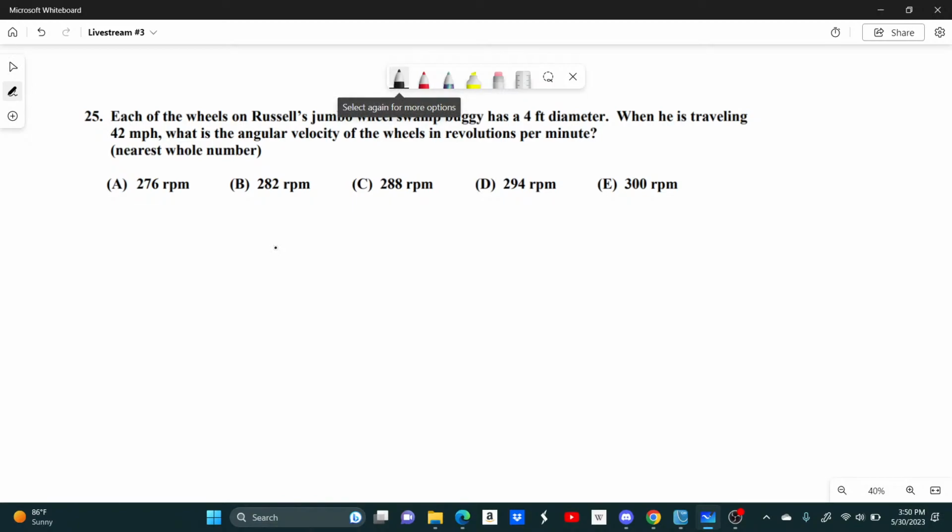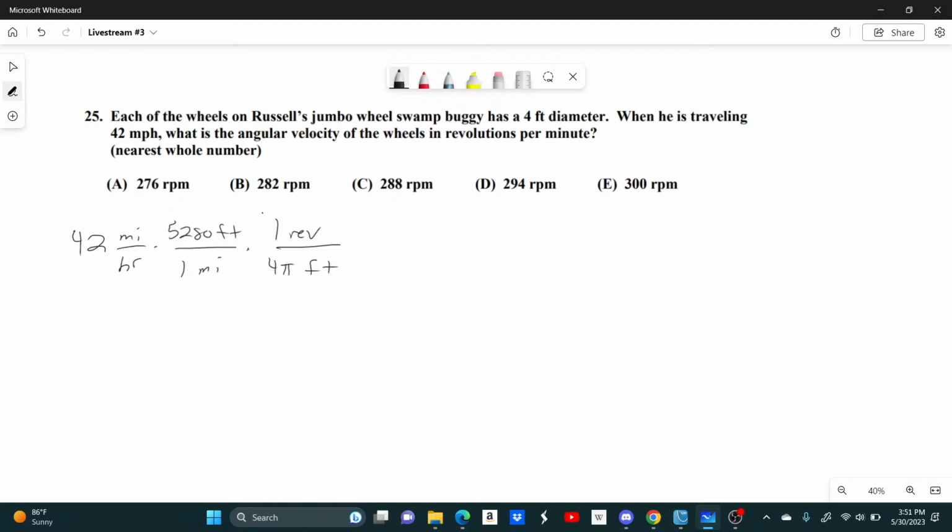Anyone that's done chemistry, you've done the fractions where you cancel the units. Yeah, it's kind of like that. So I'm starting with 42 miles per hour. Each of the wheels has a diameter of 4 feet, so I'm going to get my miles to feet to make this a little simpler, right? And then I'm going to say 1 revolution, because the diameter of my tire is 4 feet, 1 revolution is going to be 4 pi feet, because that's the circumference of the tire.